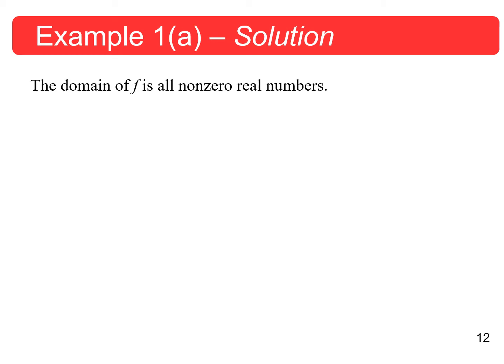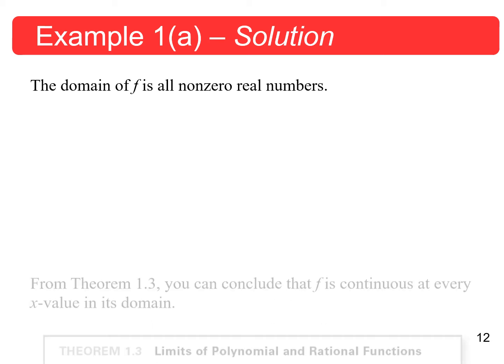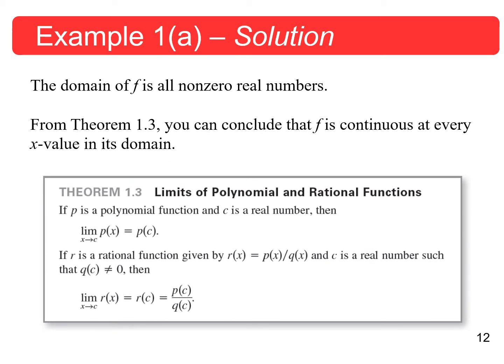We have f of x equal to 1 over x. So the domain is just the set of all real numbers except 0. So the domain is all non-zero real numbers. Now from theorem 1.3, we can conclude that f is continuous at every x value in its domain. So if x is in the domain of a function, then the function is continuous at that point.